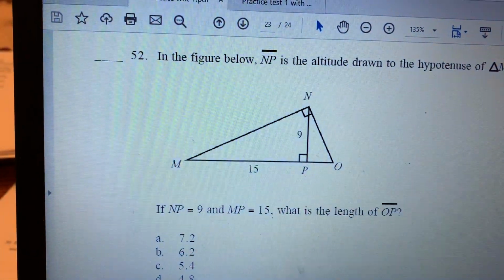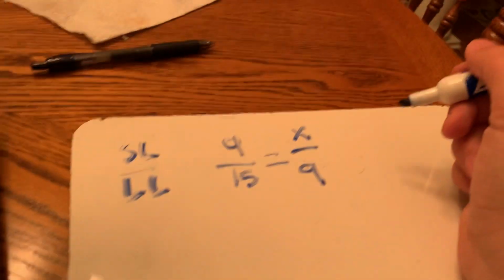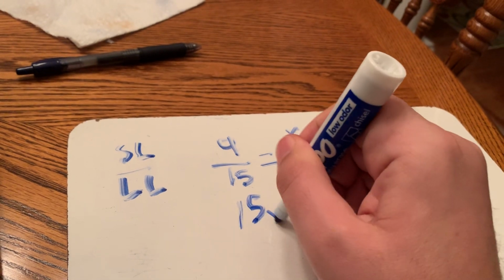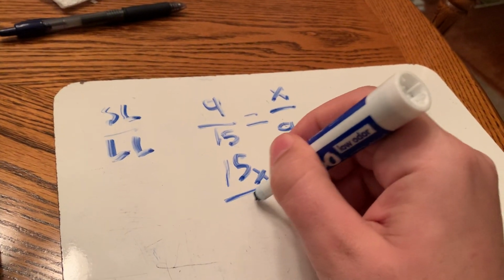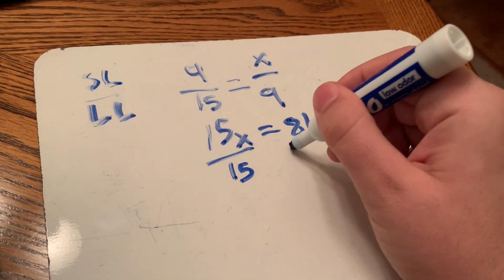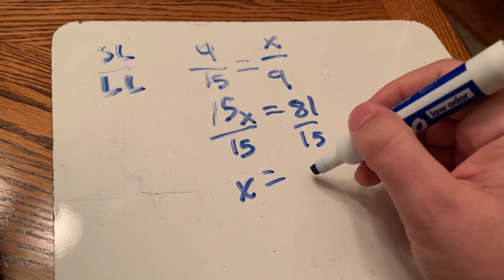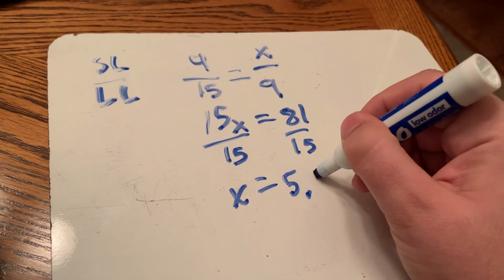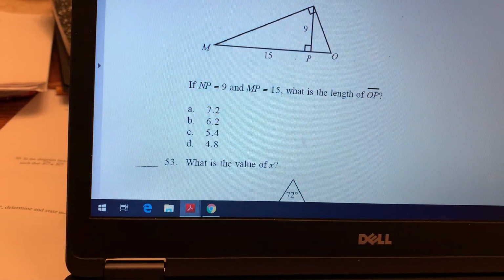So again, it's just two similar triangles. We talked about similar triangles, so I set up the ratio. Again, hopefully y'all know what to do next, which is cross multiply, which would give me 15x equals 81. I would divide by 15, and x would be 5.4. Yes, 5.4. So answer choice C.